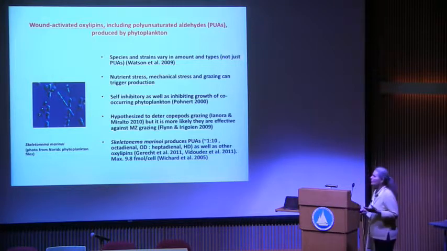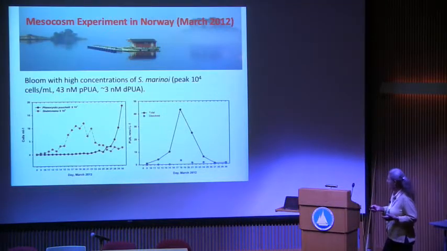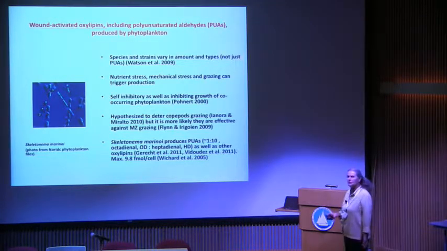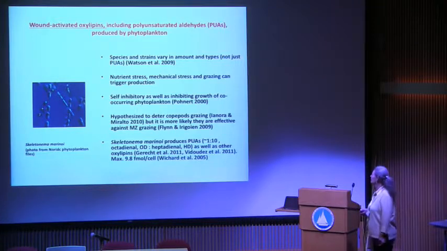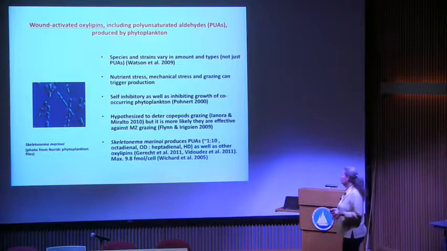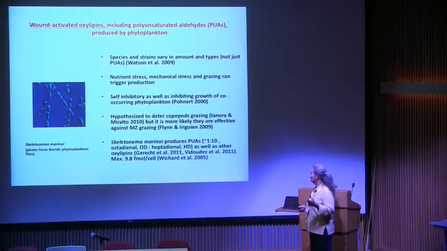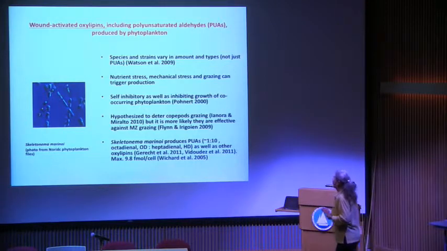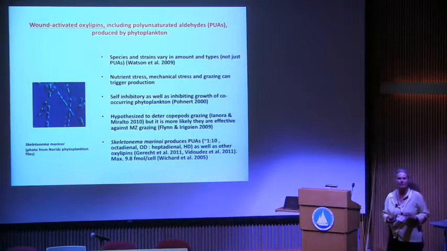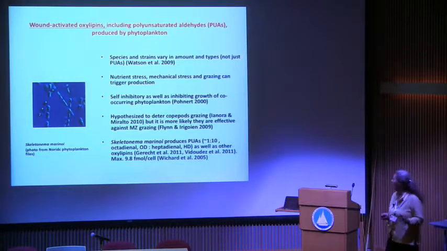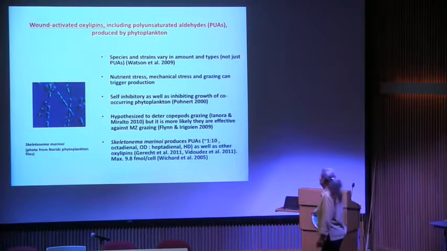And I'm going to concentrate on one particular one. Skeletonema marinoi, which a lot of work has been done on. Here's a little picture of it, a chain-forming diatom. And it produces two PUAs, octadienal and heptadienal, in like a 1:10 ratio. And it also may produce other oxylipins and other compounds that we don't really assay or know about. So it's very complicated.